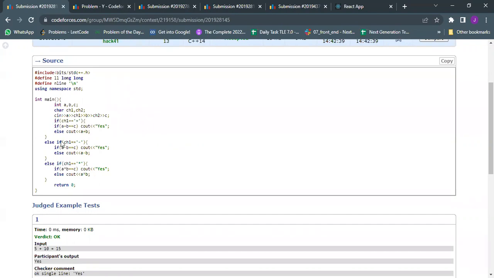Okay. So in the else part, do similarly for the minus sign and multiplication. Same thing. If CH1 is minus, then you have to check if A minus B equals C or not. If it is equal, print yes. Otherwise, print A minus B. And similarly, for multiplication, if A multiply B equals C, then print yes. Otherwise, print A multiplication B. Understood or any doubt in that?